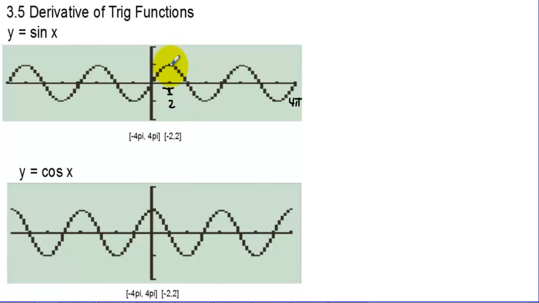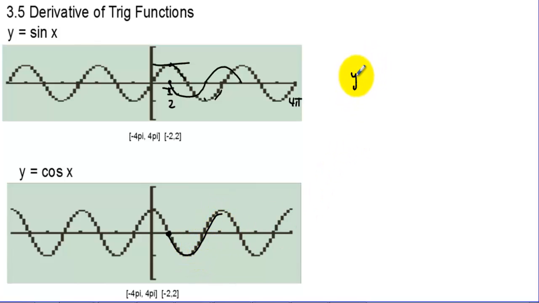Now the slope of the tangent line at pi over 2 is 0. So if we were to plot the derivative, we'd have 0 right here at pi over 2. And then the slopes would be negative, so the graph would go down, but then it would eventually get back to 0 right here. And then the slopes would go positive, and the graph would get back to 0 here. Well, that's exactly what cosine is doing along the graph.